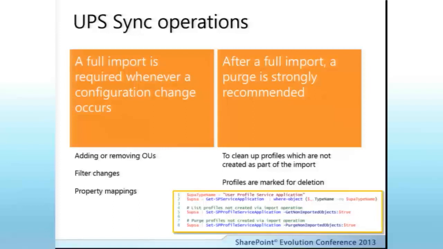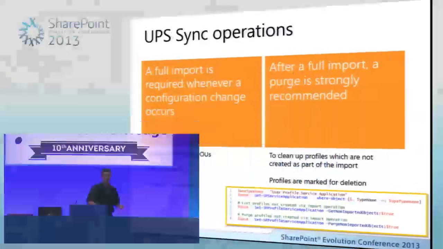This is the same slide as we had for AD import. So again, if we're changing our sync connections in any way, we need to run a full import. And similarly, we should deal with the purging of non-imported objects, which is Microsoft speak for profiles that didn't come from this sync connection. So if I now went ahead on this demo machine, switched to UPS and ran another import, there'd be one user in the profile store that didn't come from my profile import. That'd be the administrator account.